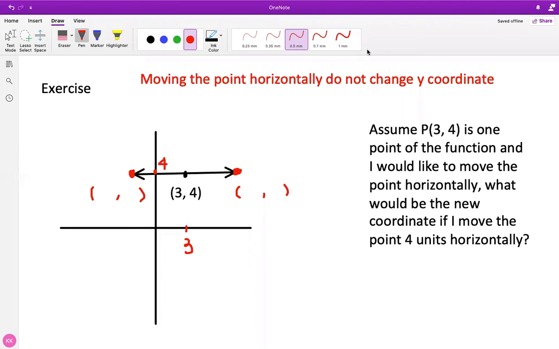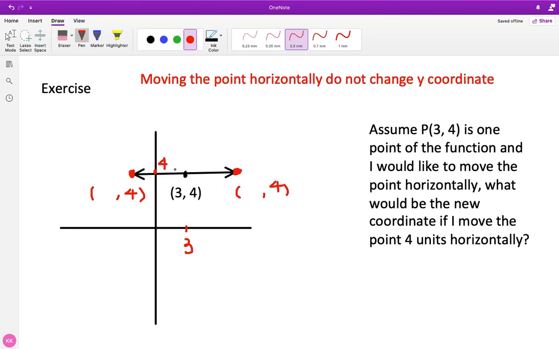So let's look at another scenario here. At this time, I'm moving the point horizontally. I'm moving 4 units to the right and to the left, and I want to know the new coordinates of these two points. Basically, moving the point to the right or to the left does not change the y coordinate, right? So the y coordinate remains the same. I just put the 4 here, because I know that the y coordinate does not change. And I want to determine the new x coordinate here.